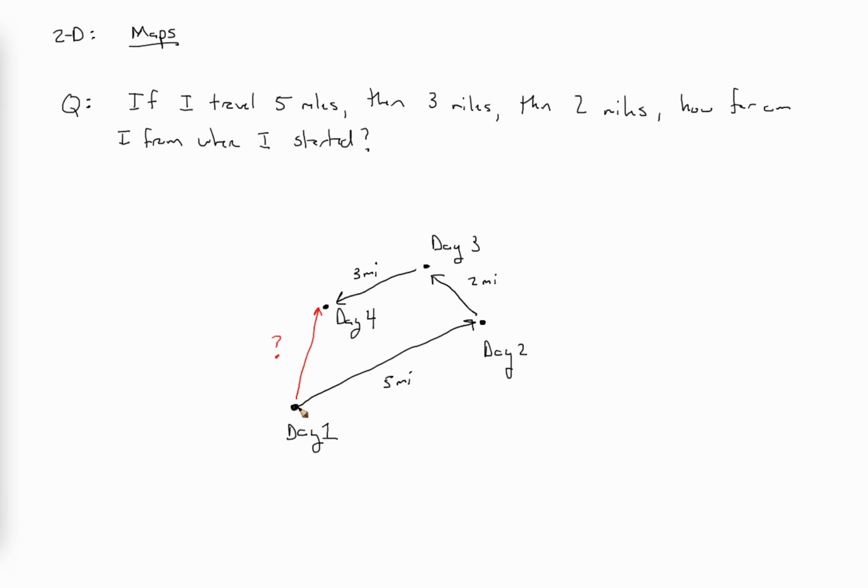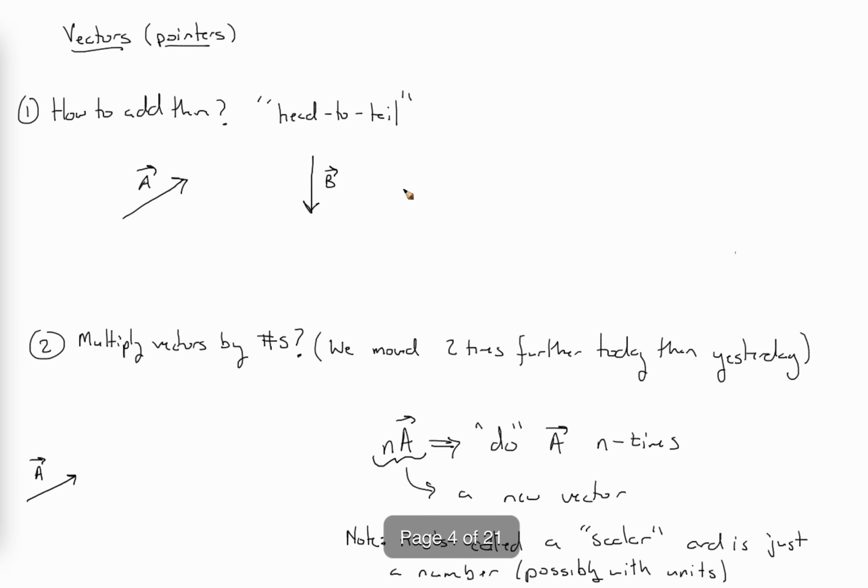Notice in each case what I'm doing is I'm taking one arrow and aligning its tail with the head of the previous arrow. And then I'm imagining that the adding of those 2 arrows is just going straight from here to here. So we're going to call that our rule for addition. So when we say we add vectors, we don't mean the same way we add numbers. We mean we add vectors, pointers in this case, in a head-to-tail fashion.